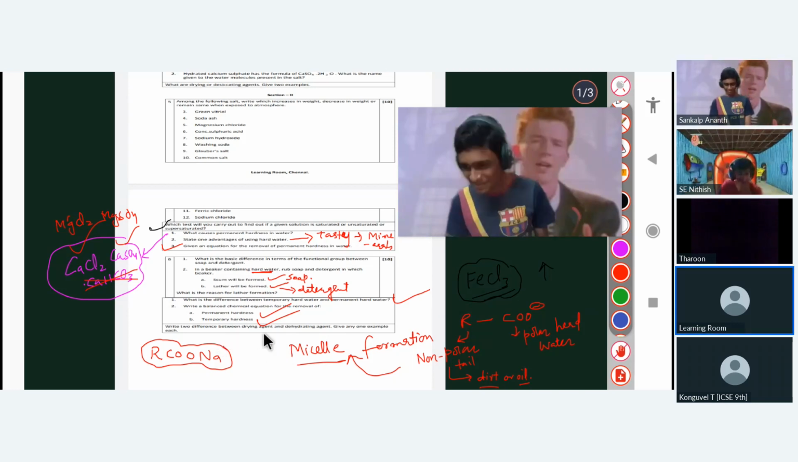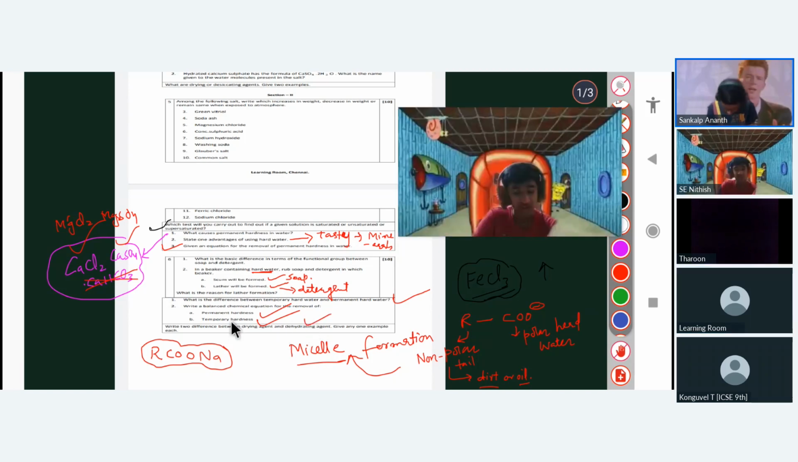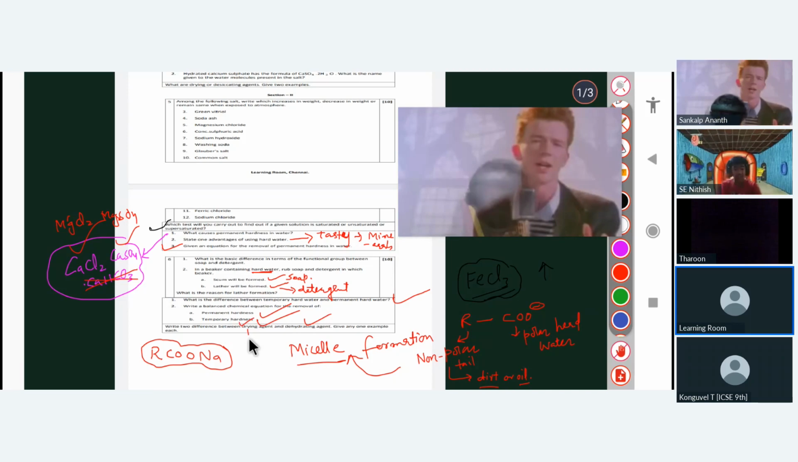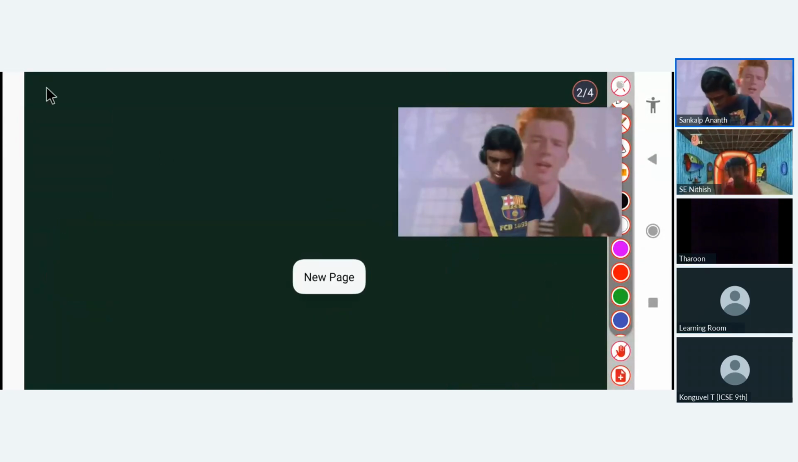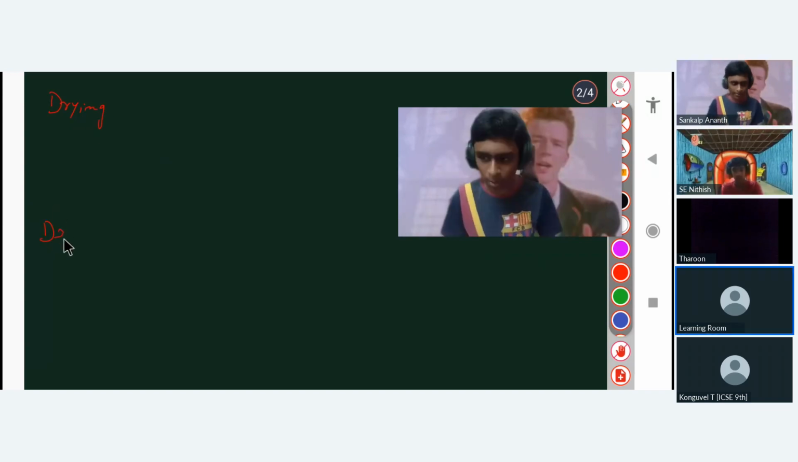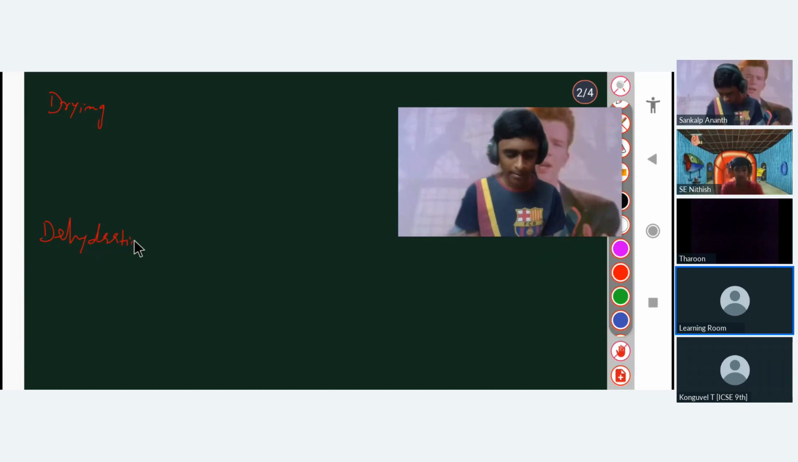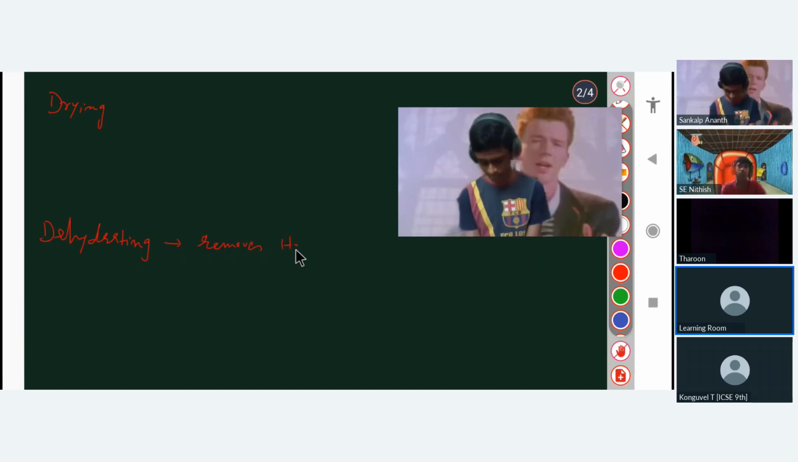Write two differences between a drying agent and a dehydrating agent. Drying means that it will just remove the moisture, without any chemical change, but in case of a dehydrating agent, there is chemical change. Dehydrating means it removes water, that is H2O, from any substance by chemical change. So I will write it here: removes H2O by chemical change.